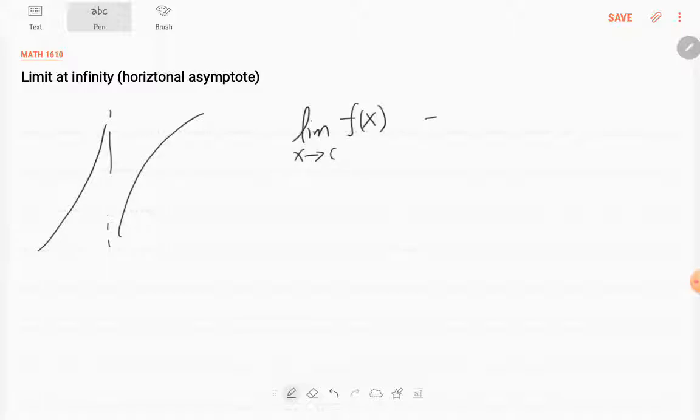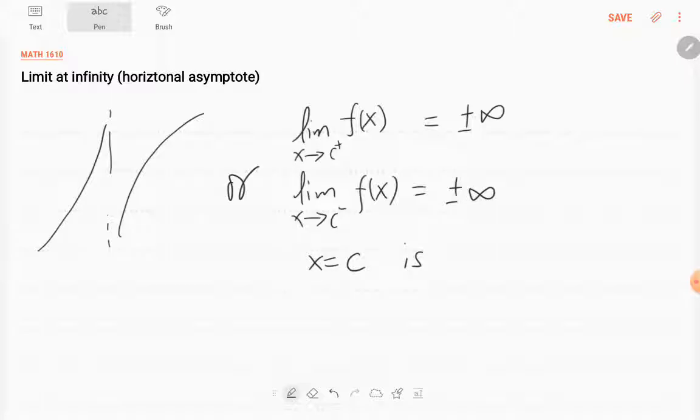Which is positive infinity or negative infinity, right? As x approaches c plus, or x approaches c minus, if f of x equals positive infinity or negative infinity, if one of them is true, then we can say x equals c is a vertical asymptote.